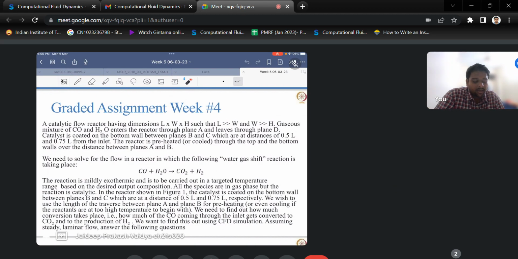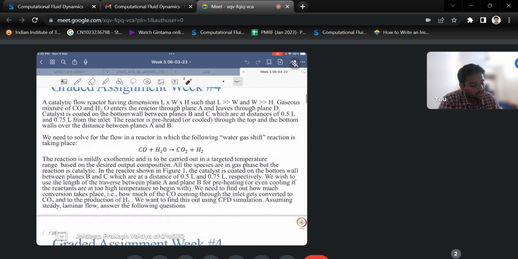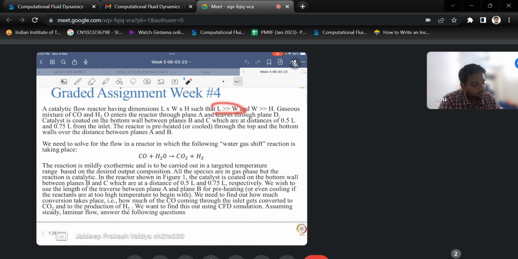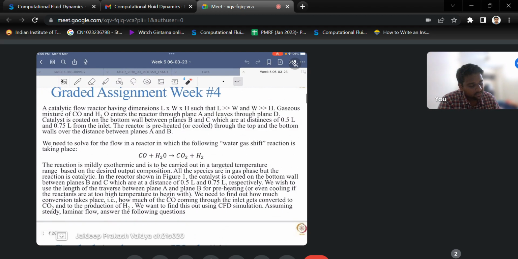Week 4 dealt with reaction mechanisms and CFD when there is a reaction, and a flow reactor or something of that sort is what we did in week 4. We'll start with the question. A catalytic flow reactor having dimensions of L times W times H, such that the length in the Z direction is much greater than in the other two directions. Okay, L is much greater than W and W is much greater than H. A gaseous mixture of CO and H2O enters the reactor through plane A and leaves through plane D.